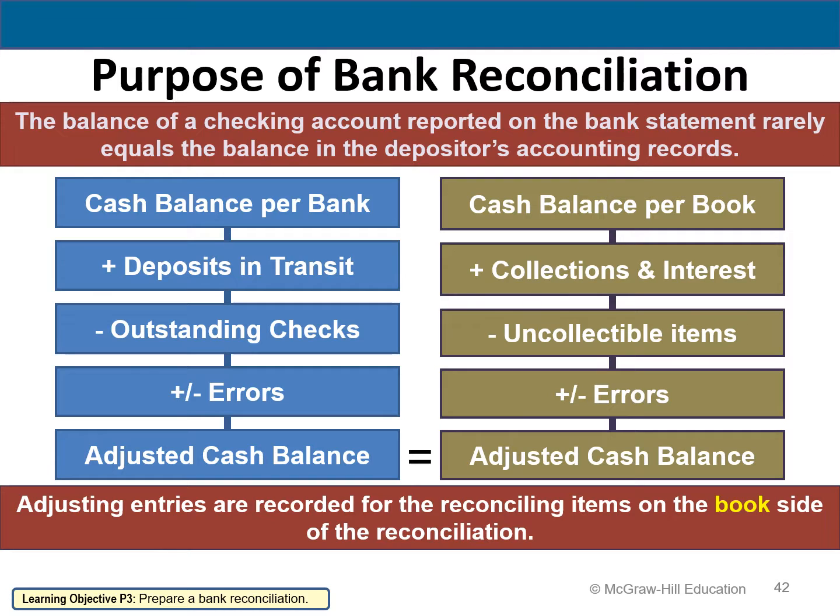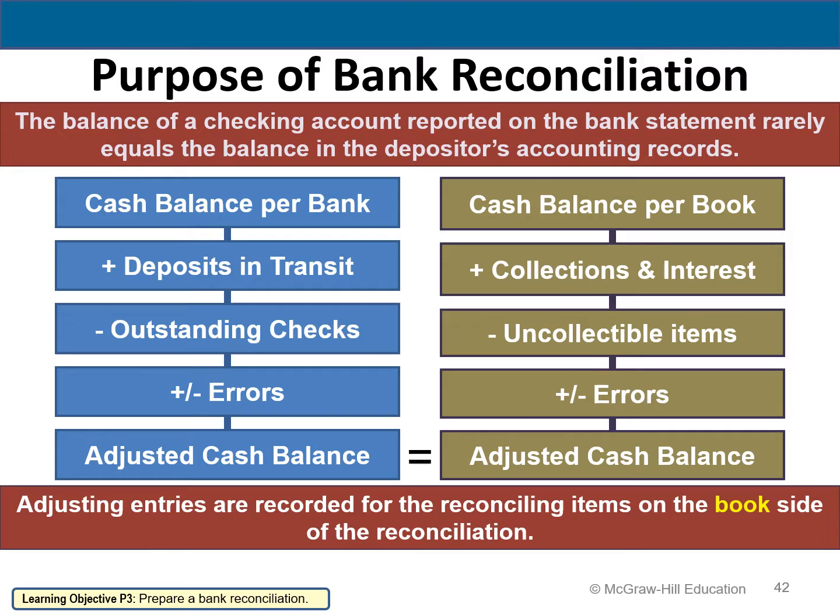So, cash per the bank, usually you have to add deposits in transit. You have to subtract any outstanding checks because both of these, deposits in transit and outstanding checks, will be reflected in your accounting records before they're reflected in your bank records. And then you might have plus or minus any errors to get an adjusted cash balance.